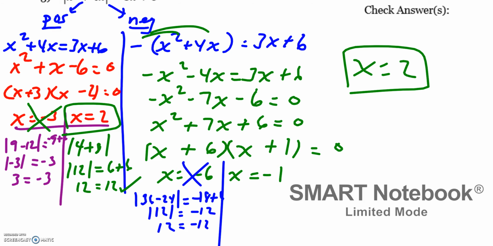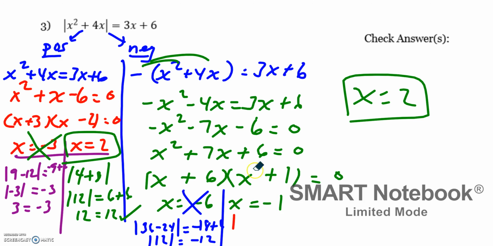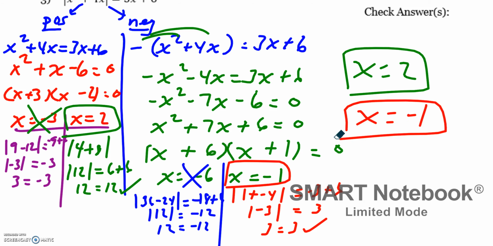Let's try negative 1. So the absolute value of negative 1 squared is 1 plus 4 times negative 1, which is plus a negative 4. Does the absolute value of negative 3 equal 3 times negative 1, negative 3 plus 6? Does the absolute value of negative 3 equal 3? Why, yes, it does. So my two answers are x equals 2 and x equals negative 1.